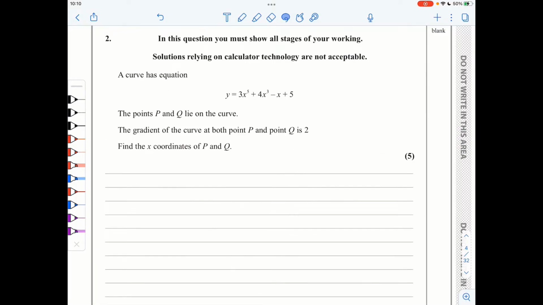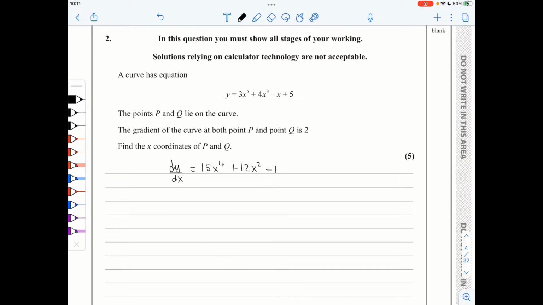Question 2, we are being given the curve with equation 3x to the power of 5 plus 4x cubed minus x plus 5. We have 2 points P and Q lying on the curve, and we are told that the gradient at both of these points is 2. So I will start by finding an expression for dy dx. So dy dx is 15x to the power of 4 plus 12x squared minus 1.